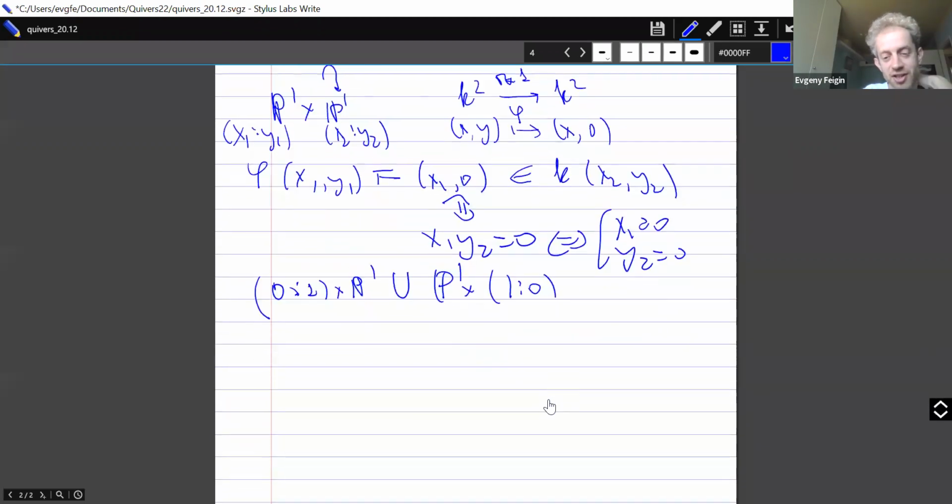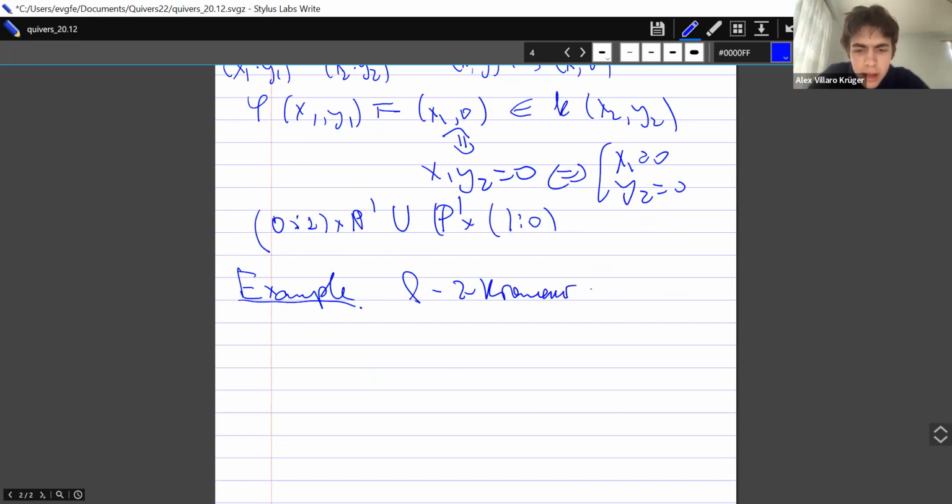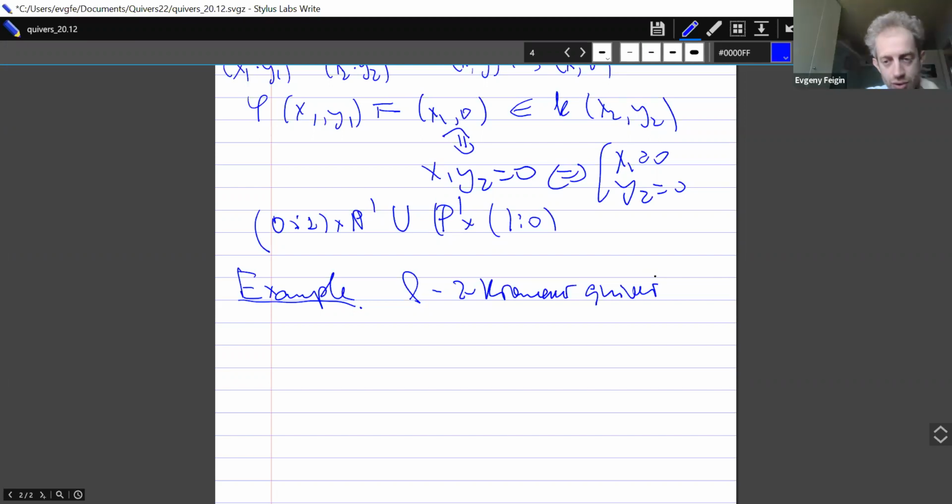And let us consider an even more odd example. Let's consider Q to be the two-Kronecker quiver. The Nakajima quiver varieties, are they always smooth? No, no, no. But they're very different. So the two-Kronecker quiver means that we have two vertices and two arrows.